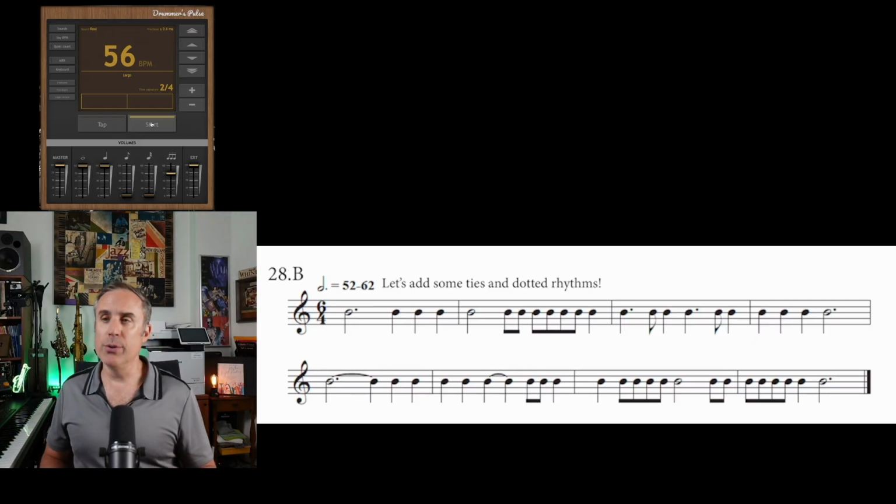One, two, ready, and ta ta ta ta ta ti ti ti ti ti ti ta ta ti ta ta ti ta ta ta ta ta ta ta ta ta ta ta ti ti ta ta ti ti ti ti ta ti ti ti ti ti ti ta ta.